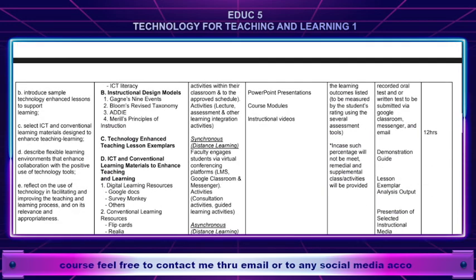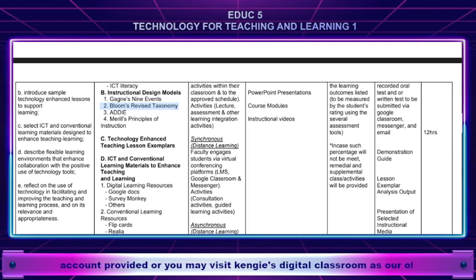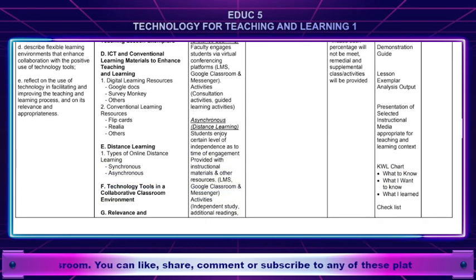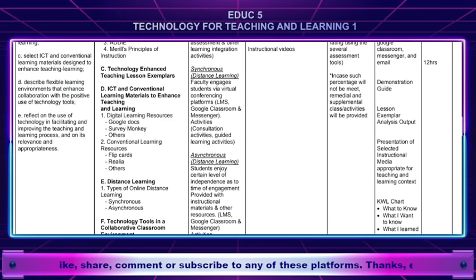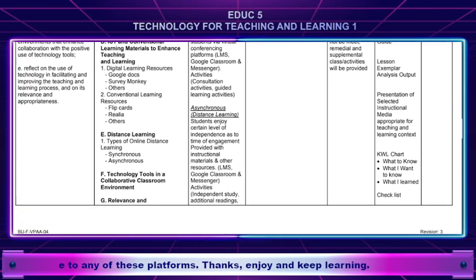Okay, so we'll tackle another set of design models. I think we have 4. These are Gagne's 9 Events. Bloom's revised taxonomy. So dito, pag-aaralan nyo kung paano gumawa ng syllabus, particularly in formulating the learning objectives. So, better gamitin itong taxonomy of classifications kung what appropriate terms na dapat nyo i-adapt o i-apply sa paggawa ninyo ng learning material. So, ADDIE, the Merrill's Principles of Instruction. So, ito yung mga topics pa. So, technology enhanced teaching lesson exemplars, digital learning resources, distance learning, technology tools in a collaborative environment.